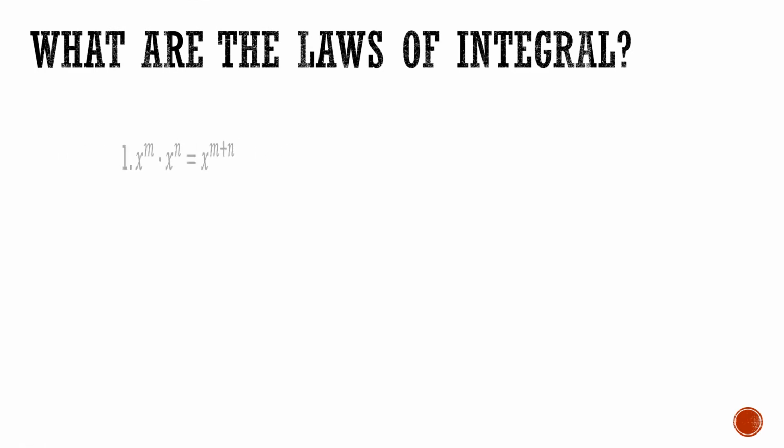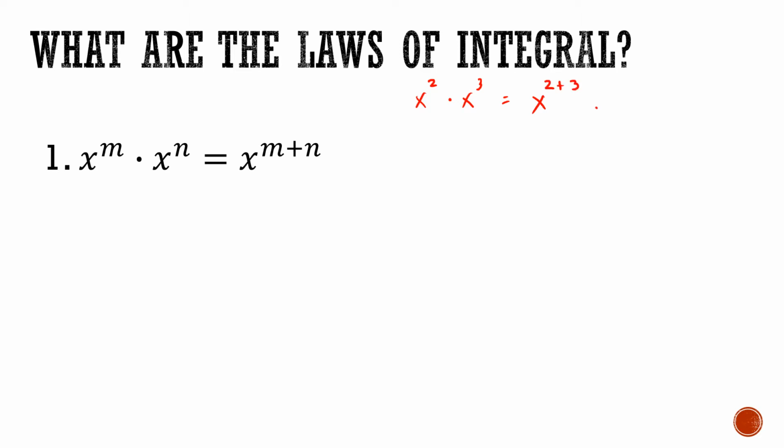The first law is multiplying exponents having the same base. In multiplying exponents having the same base, we simply copy the base and add the exponents. Example, x squared times x cubed. Since we have the same base, which is x, we simply copy x and add the two given exponents. So we have 2 plus 3, so we have x raised to the 5th power.